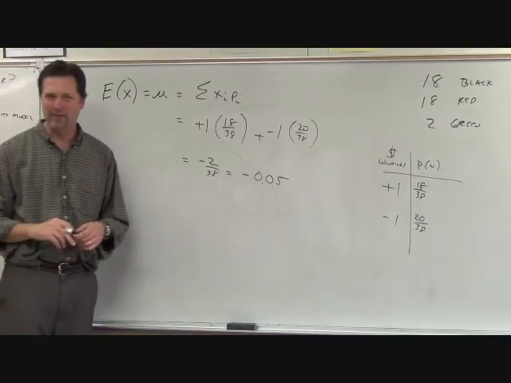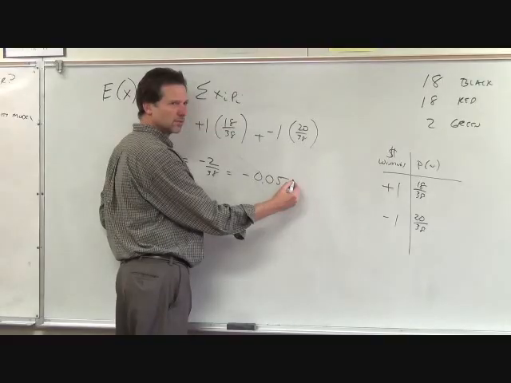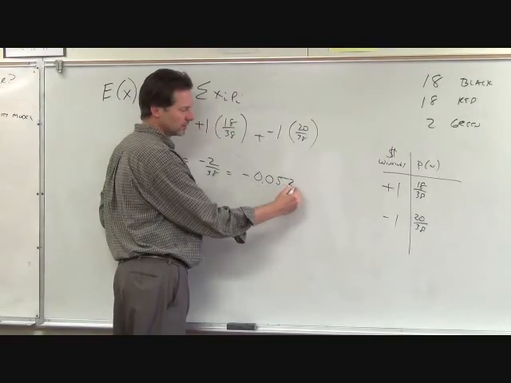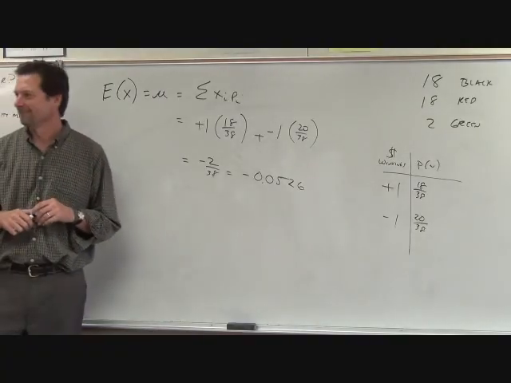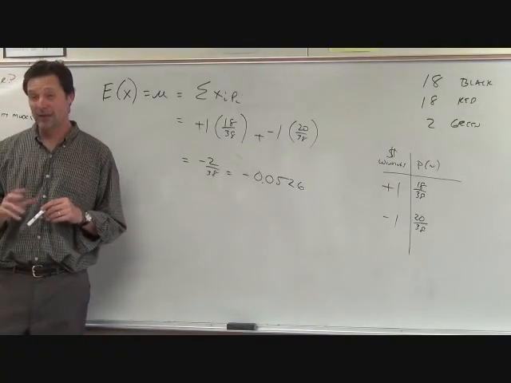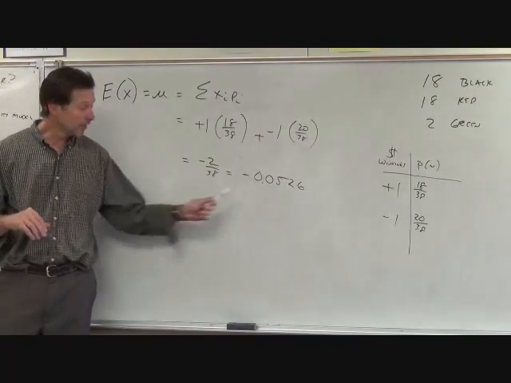Negative 0.05. What is it? Keep going. Decimals. 2.6. So it's negative, so that probably is a bad thing, right? And it is. Here's what this means.